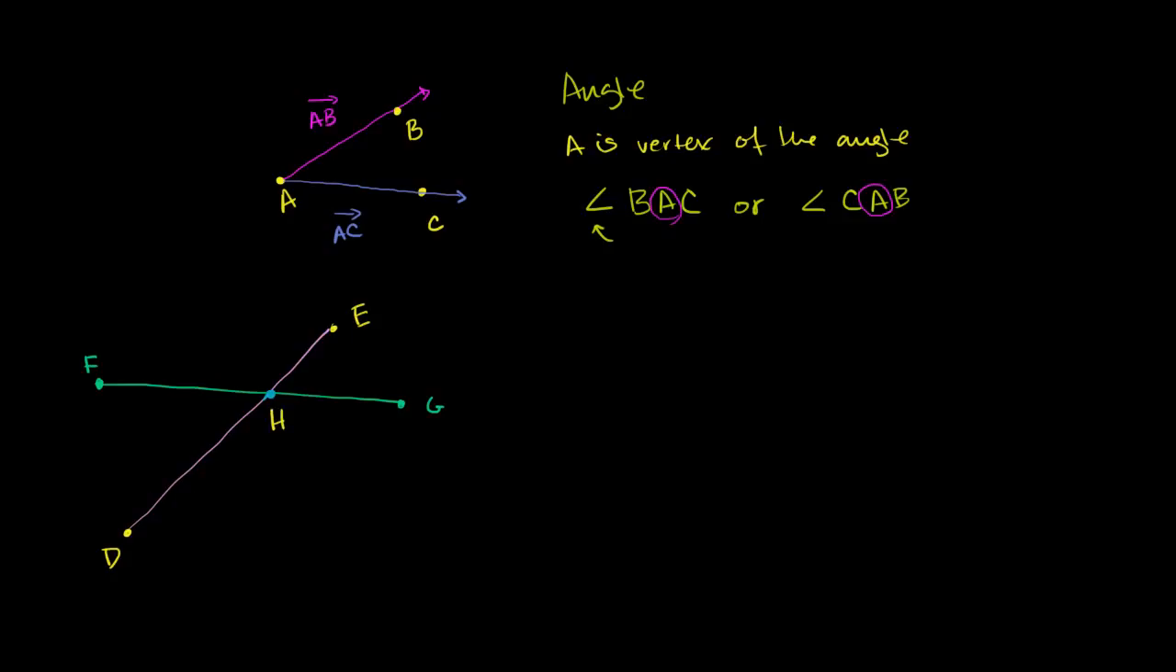Now, how could we specify this angle right over here? Can we just call that angle H? Well, no, because if we just said angle H, the angle that has vertex H, it could be this angle right over here, or it could be this angle. You could view it that way, or it could be that angle over there. It could be this angle over here, or it could be that angle over there. And so the only way to really specify which angle you're talking about is to give three letters.